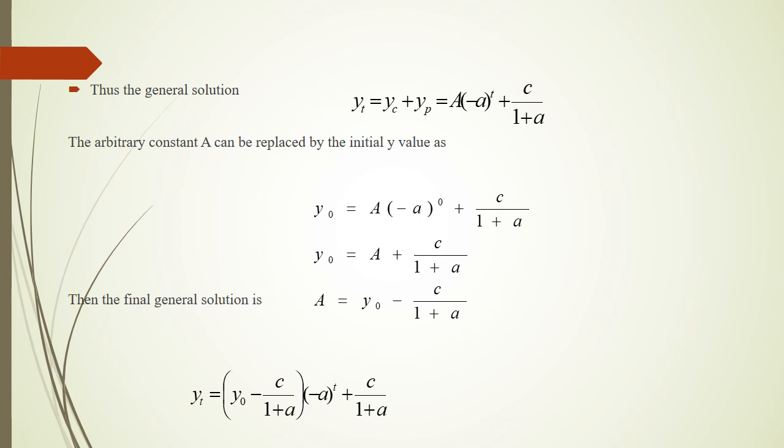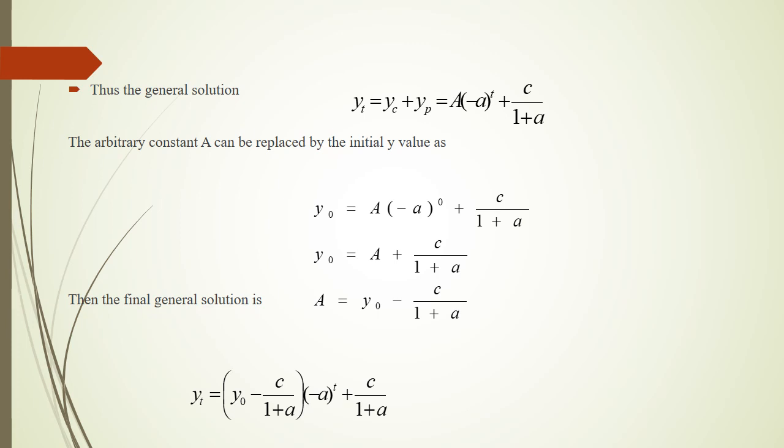So how to write the general solution? The general solution is equal to y_c + y_p. That means the complementary function solution plus the particular solution. We have already got the value of the particular solution and the complementary function, and I have just replaced them. So please write down the equation first, then go through it, otherwise you will not be able to follow. So this is the solution.